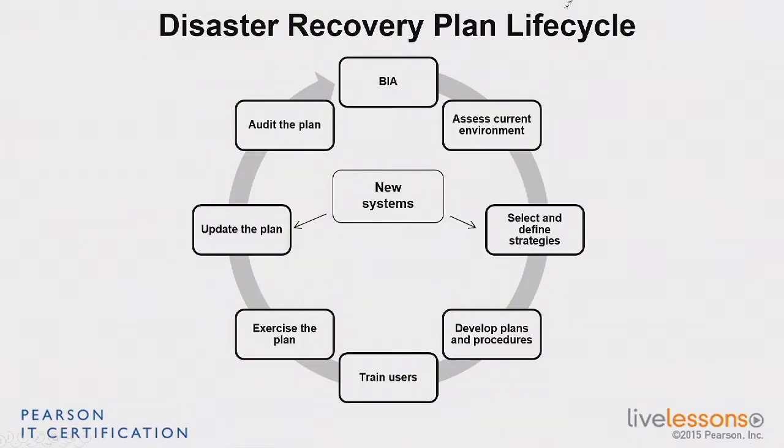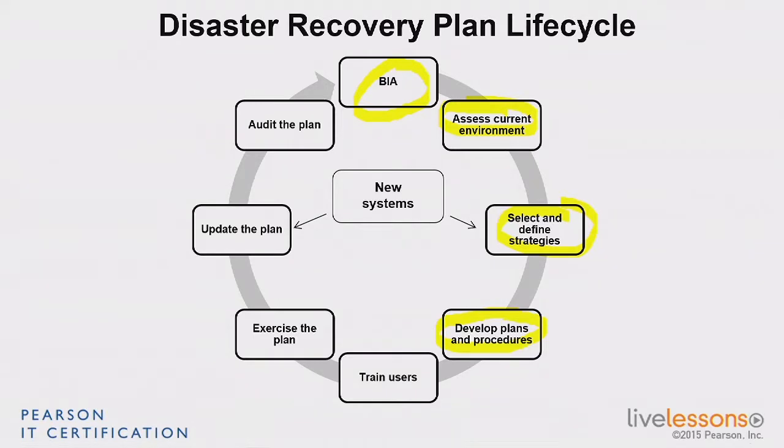So in the last lesson, we talked about disaster response and recovery planning. In this lesson, we want to look at the life cycle of the plan itself. So we start with a BIA. Remember, that's really always going to be the foundation of all of our plans. We have our BIA so that we can set our priorities. We also assess our current environment from there. We have to select and define our strategies. So from our BIA, we assess the current environment, we select and define our strategies, then we move into developing our specific plans and procedures.